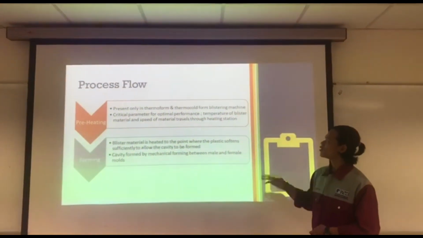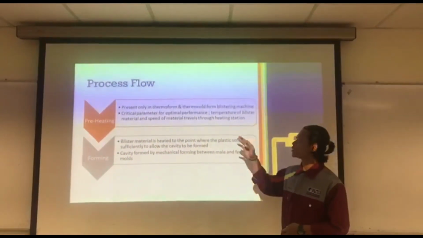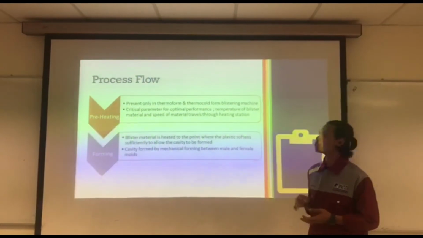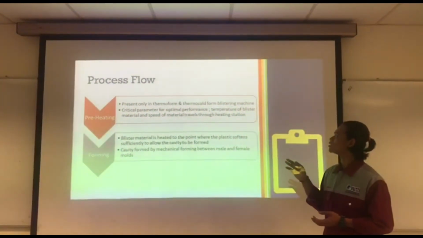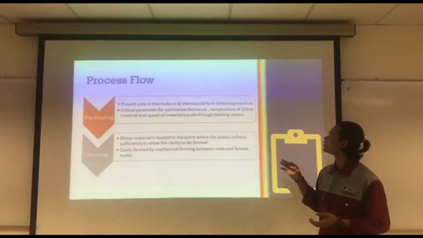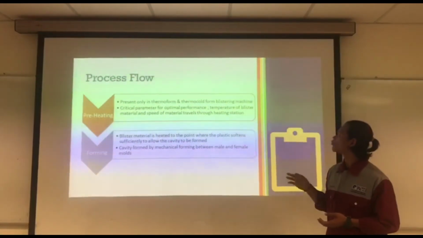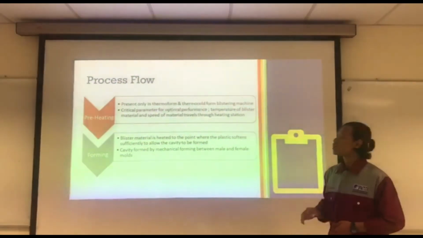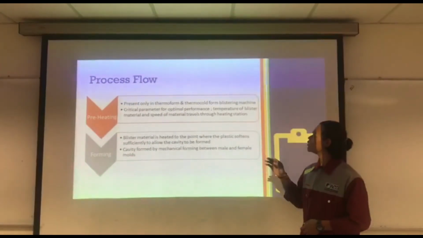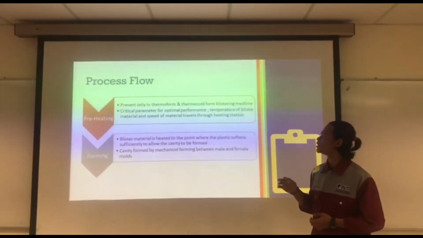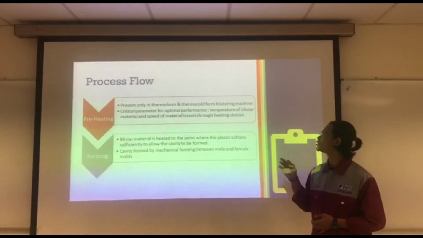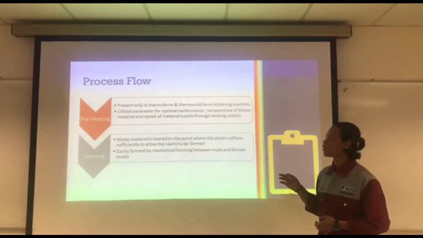Okay, the first is preheating. The printing is present only in the form and the thermocol from blistering machine. Critical parameters for optimal performance: temperature of blister material and speed of material travel through the heat station.